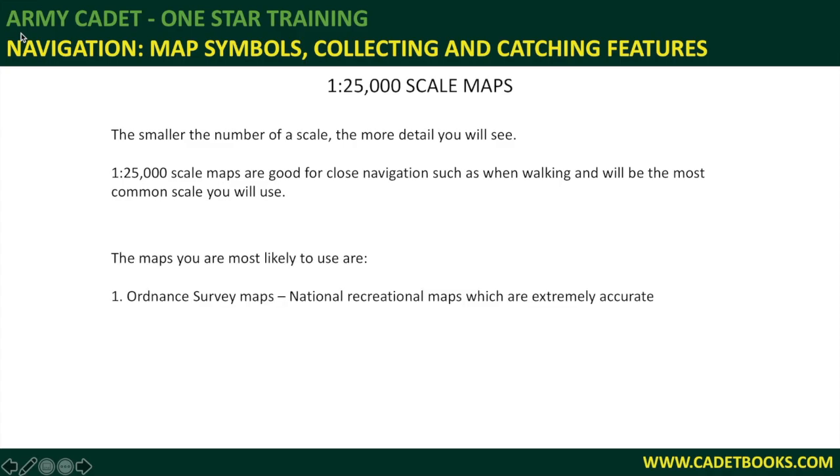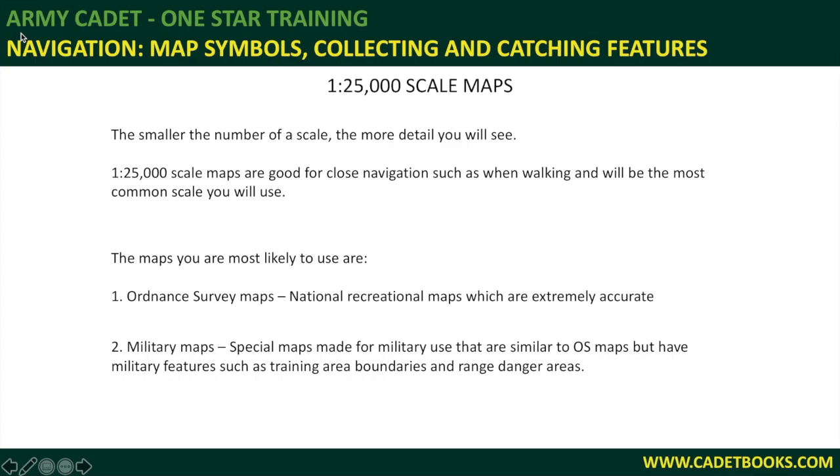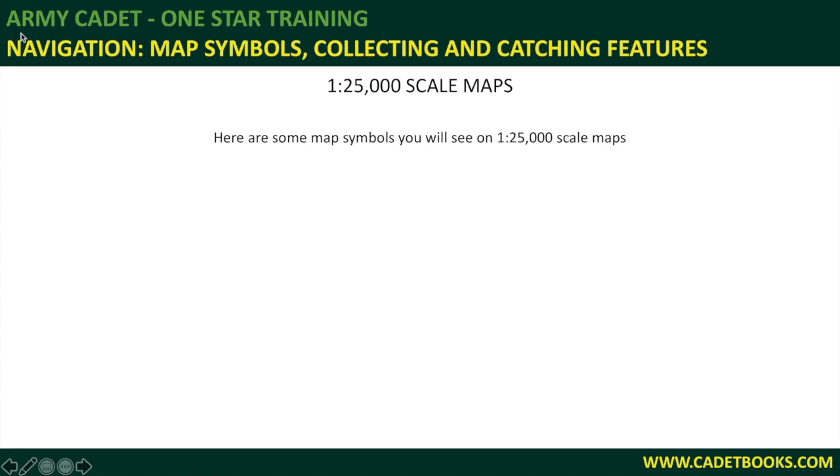The maps you're most likely to use are Ordnance Survey maps, which are national recreational maps, extremely accurate. Also military maps, special maps made for military use that are similar to OS maps but have military features such as training area boundaries and range danger areas. Here are some map symbols you will see on 1 to 25,000 scale maps.